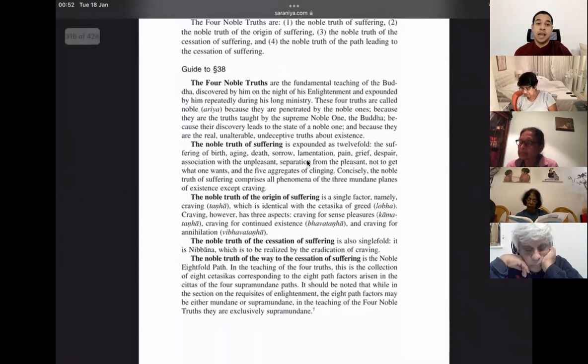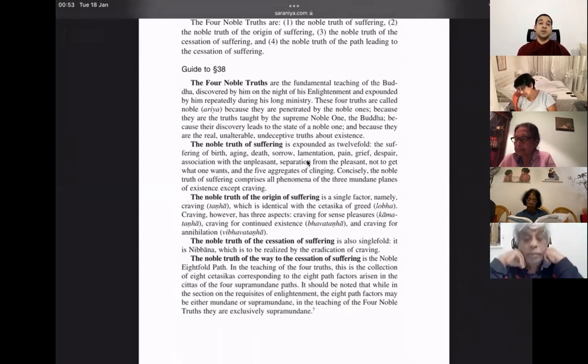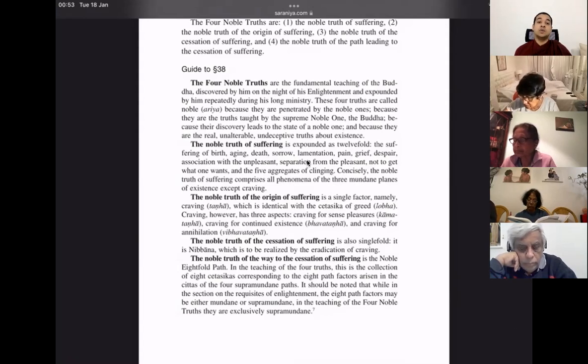Guide to verse 38. The 4 noble truths are the fundamental teaching of the Buddha, discovered by him on the night of his enlightenment and expounded by him repeatedly during his long ministry. These 4 truths are called noble because they are penetrated by the noble ones, because they are the truths taught by the Supreme Noble One, the Buddha, because their discovery leads to the state of a Noble One, and because they are the real, unalterable, undeceptive truths about existence.